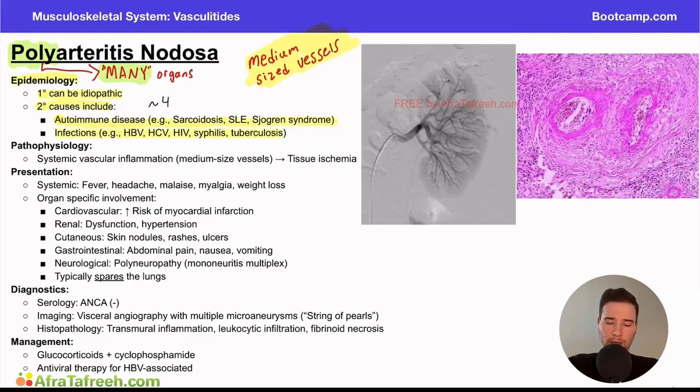And typically when we think about the average age range, we're looking at around a 45 to 65-year-old patient. But as I always say, this is not always the case. It's just kind of the most classic presentation.